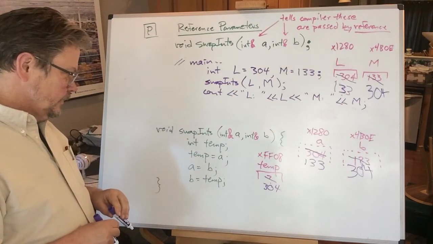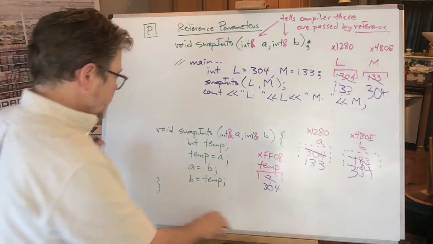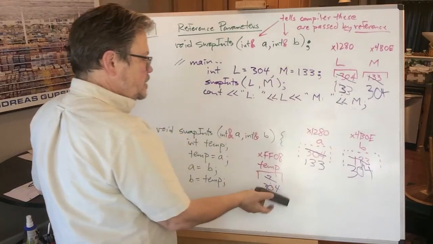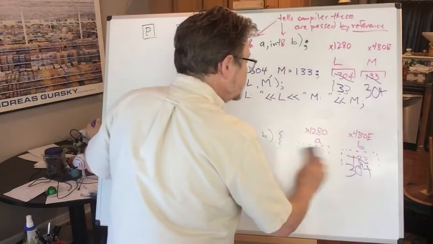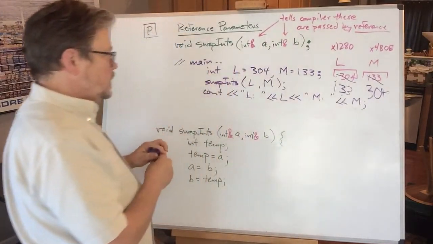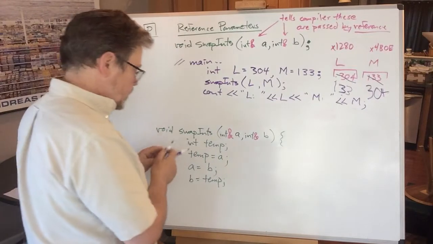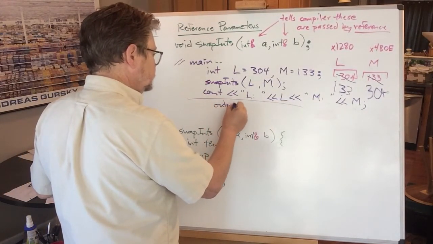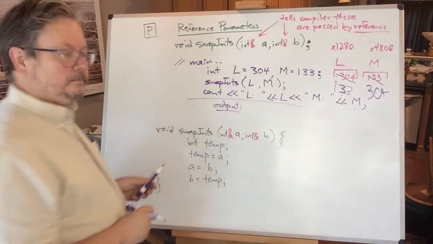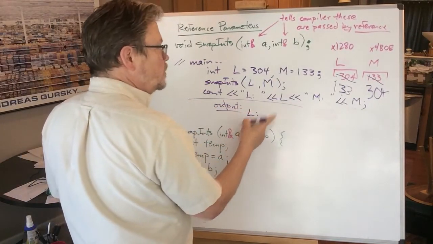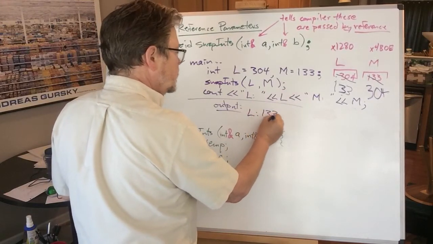Now then, all of this stuff, all of this mess down here. We hit the end of the function, our name for that memory location disappears, our temp variable disappears, all this stuff disappears. And we're done. It goes back where it came from. And when we generate output up here, output L colon, and the value of L, 133.